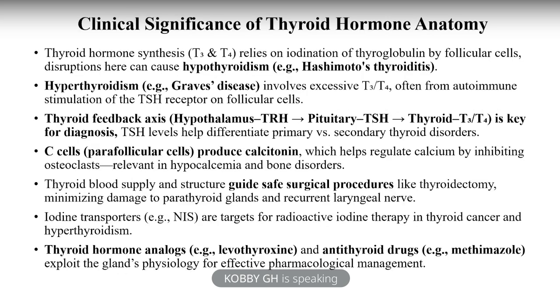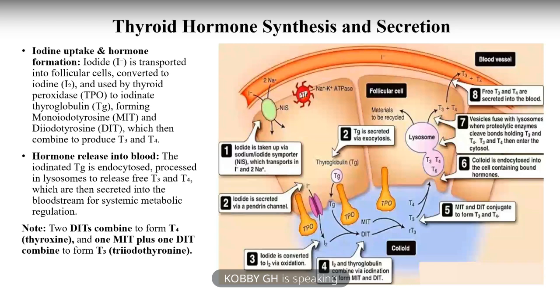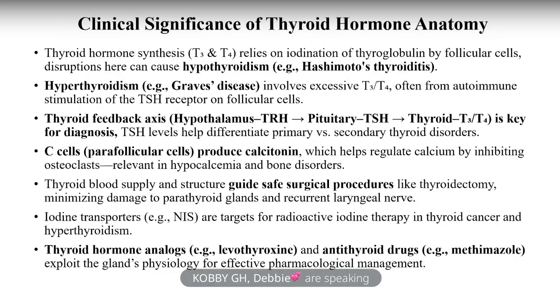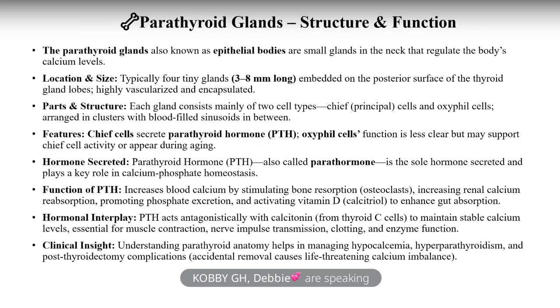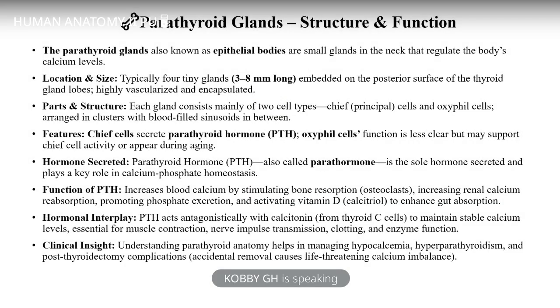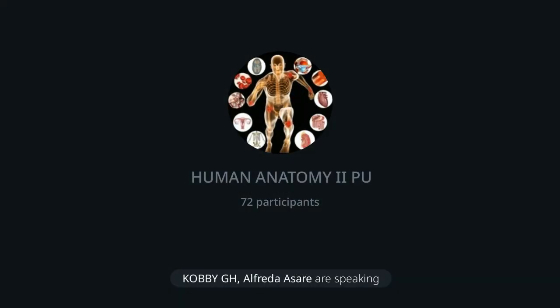What's the function of the parathyroid hormones? What do they do? You remember we spoke about calcitonin. If you remember, the thyroid gland produces calcitonin. What does the calcitonin do? It lowers your blood calcium level. Now, this parathyroid hormone actually increases your blood calcium level.